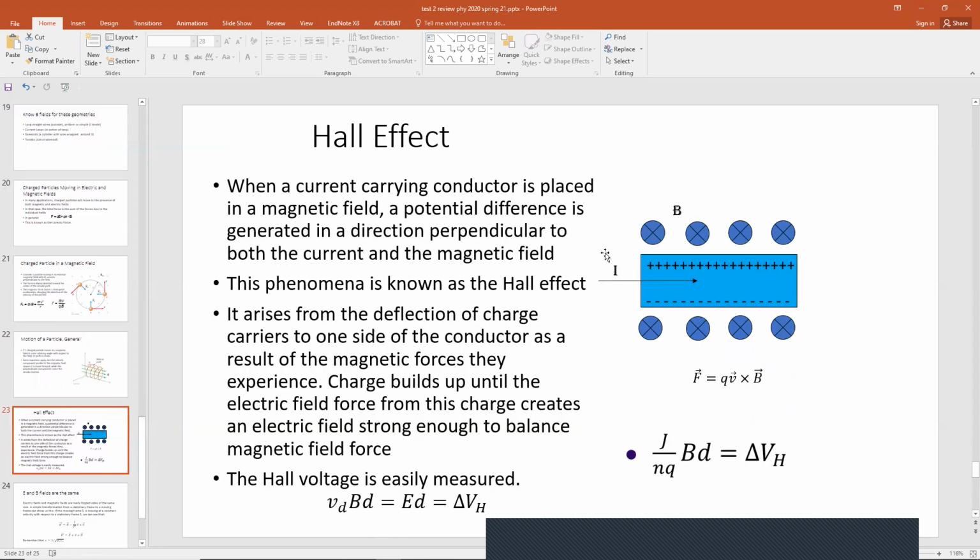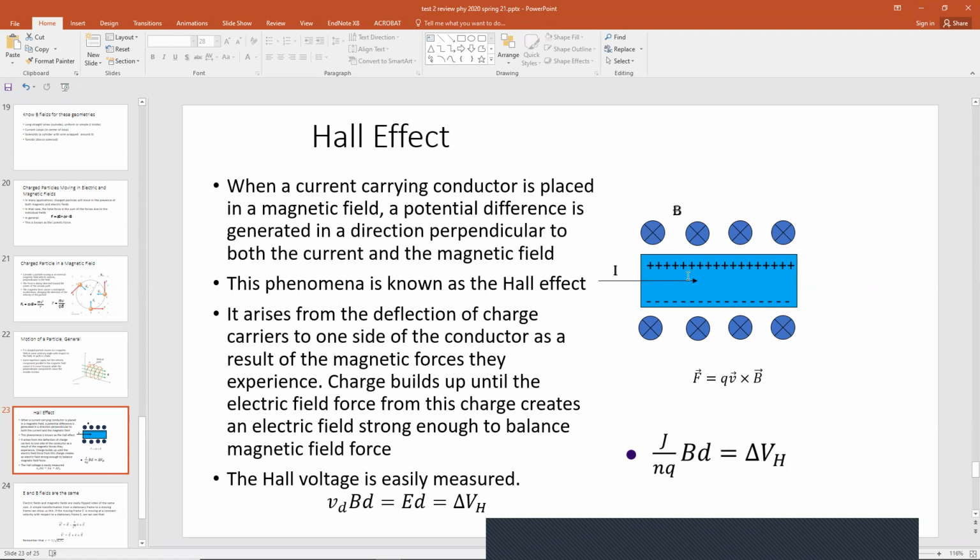The next thing that we covered was the Hall effect. The Hall effect discusses a current-carrying conductor placed in a magnetic field. So here, for example, we have this rectangular solid, shown here in blue, this little rectangle there, and there's a current I flowing to the right. And the magnetic field in this region is into the screen, okay?